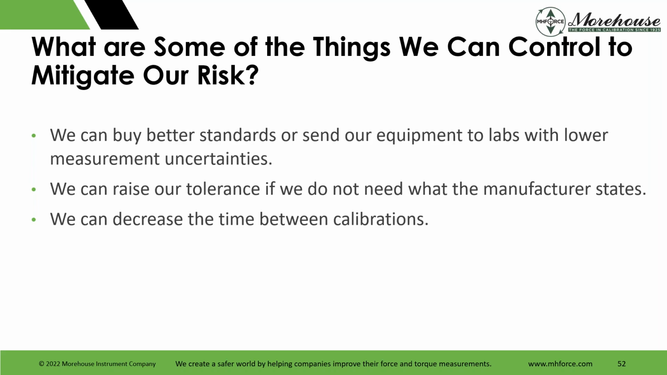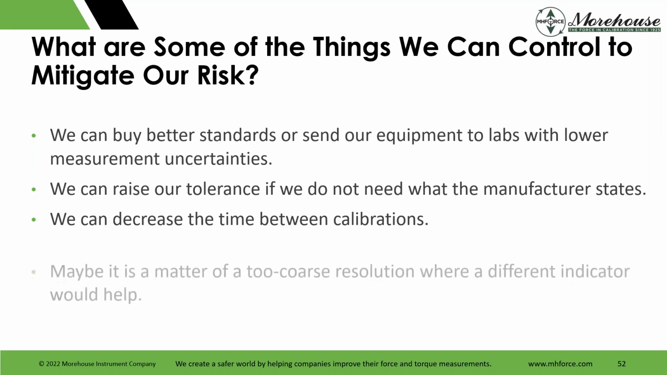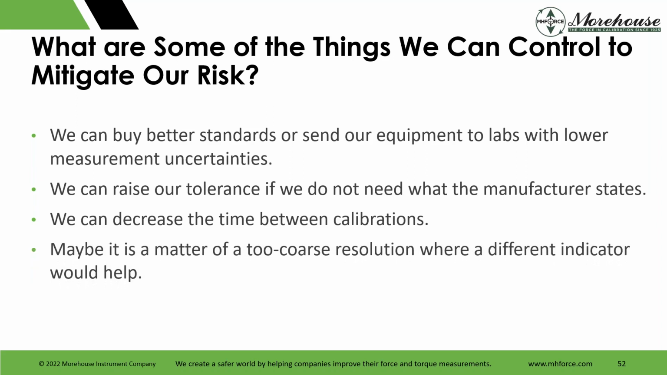Some people may calibrate more frequently than that. Maybe they calibrate their meters daily if they have awesome equipment, and they can use the 24-hour transfer specs. Maybe they use the 30-day specs. All kinds of different things can be done. Maybe it's a matter of coarse resolution, where somebody bought a cheap indicator with a good load cell, and just improving that resolution can lower the overall process uncertainty.